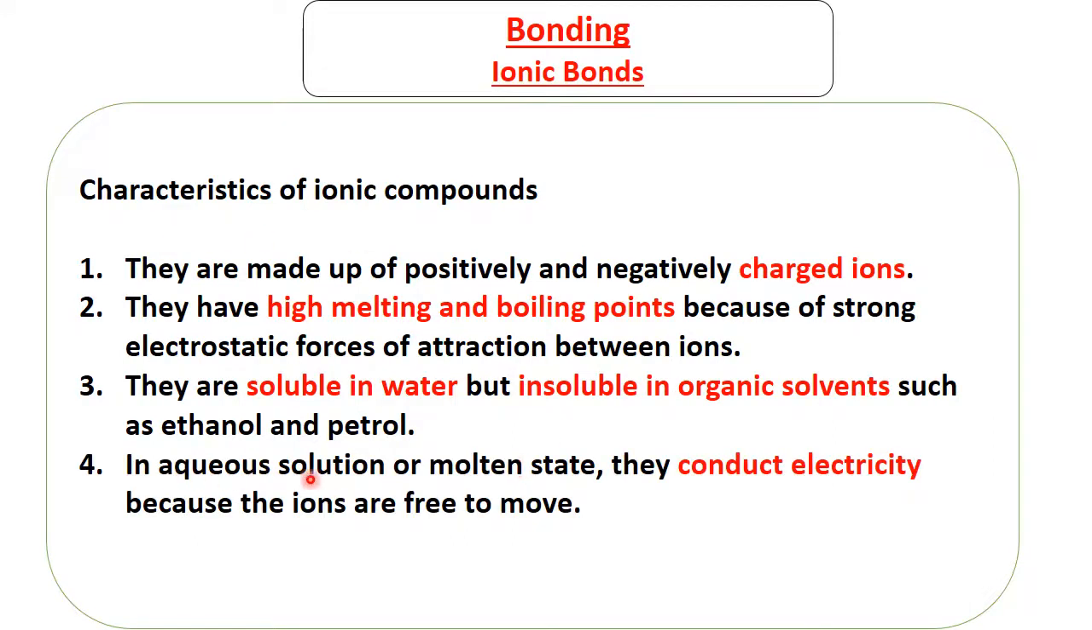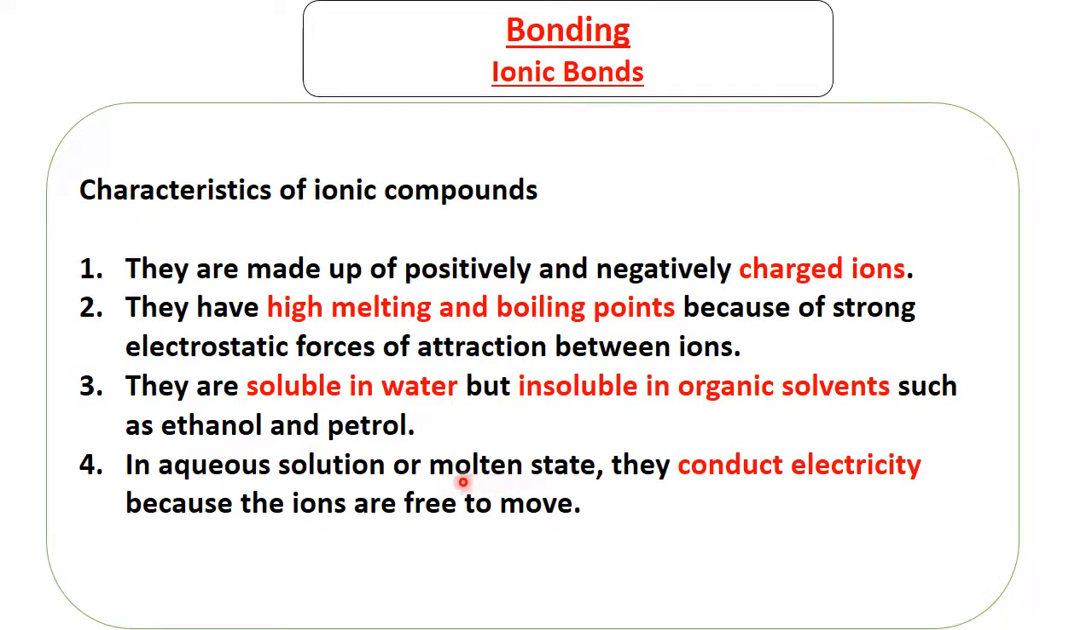Fourth, in aqueous solution or molten state, they conduct electricity because the ions are free to move. Aqueous solution means a solution that is made of water and a solute. So if you dissolve salt in water, what you're going to have is an aqueous solution of salt, or of sodium chloride. A molten state means a state a solid is in after being melted. So it's a liquid state of something that is solid at room temperature. So if you get a metal and you melt it, then you're going to have a molten state.